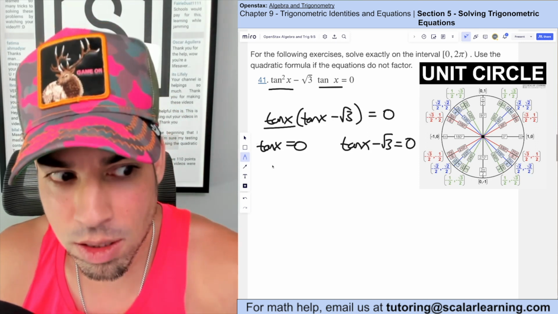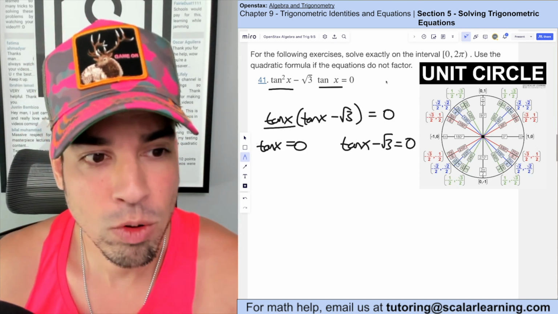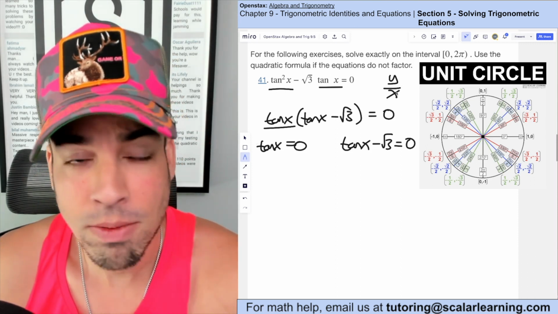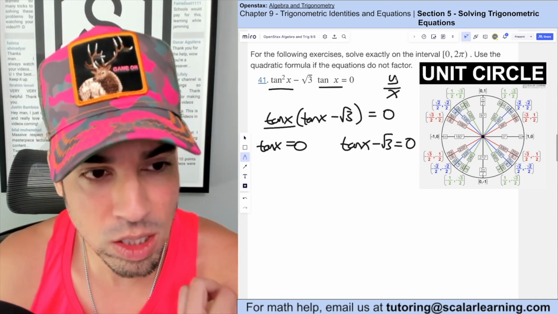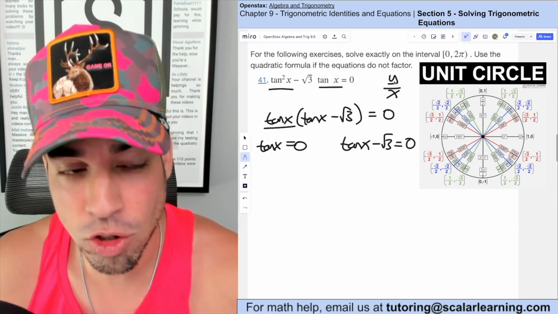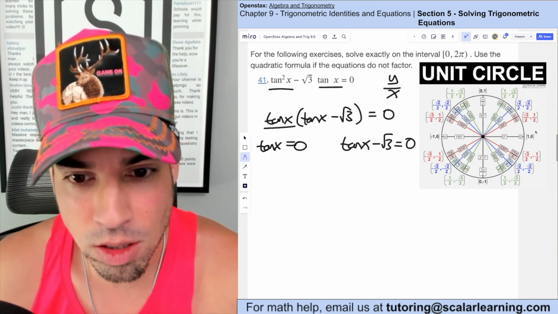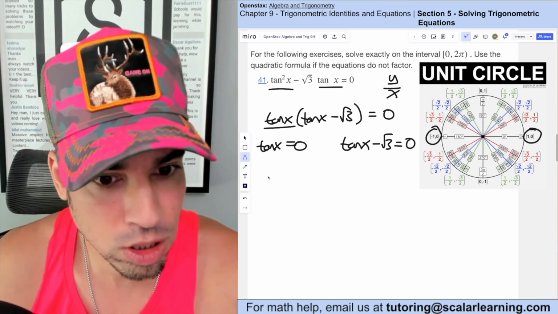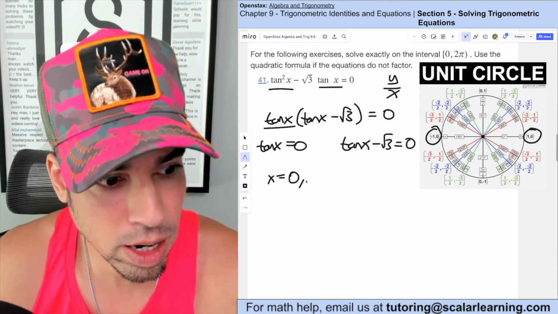Okay, so when does tangent go to 0? Well, if you remember, tangent is y over x when we look at the unit circle. So obviously, we can't divide by 0, but it's going to be when 0 is on the top, aka 0 for a y value. So that is going to occur here and here, which means my two solutions there are going to be 0 and pi radians.